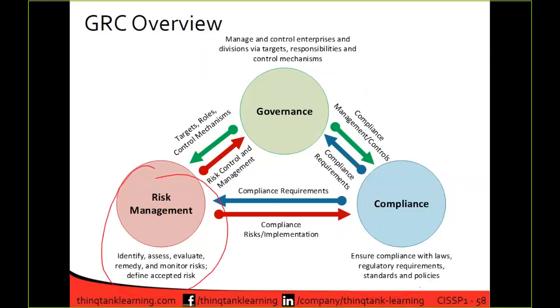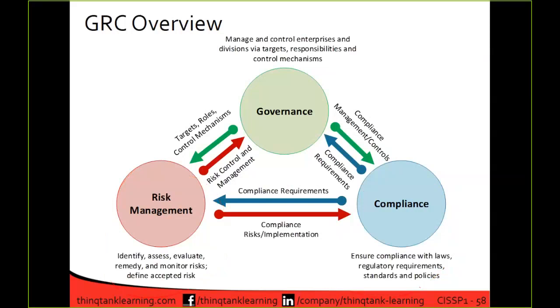And risk management is going to be able to identify our assets, assess the posture of those assets, evaluate, remedy, monitor risk, and define accepted risk. So if we're going to use risk acceptance, we need to define what's accepted.